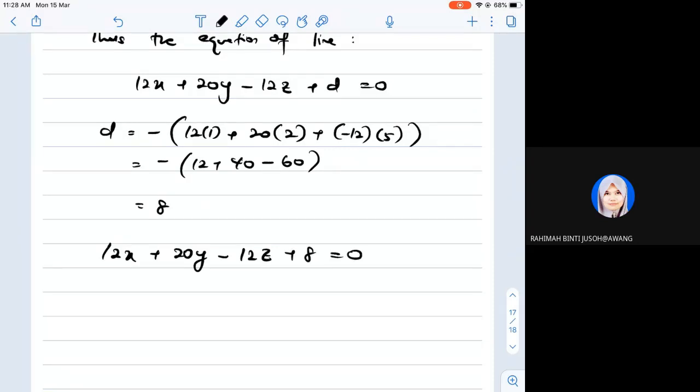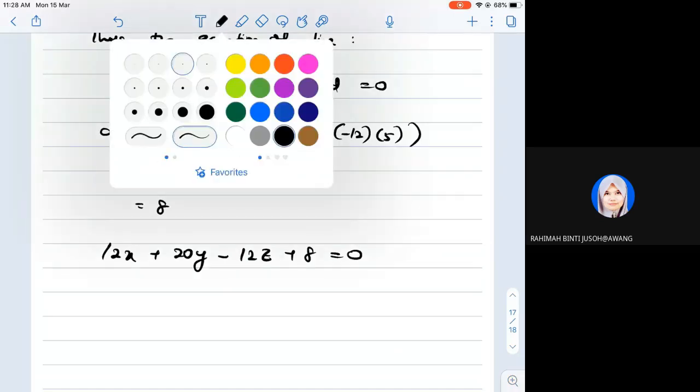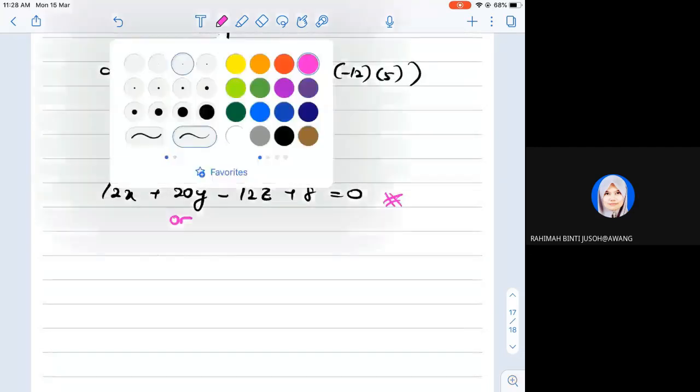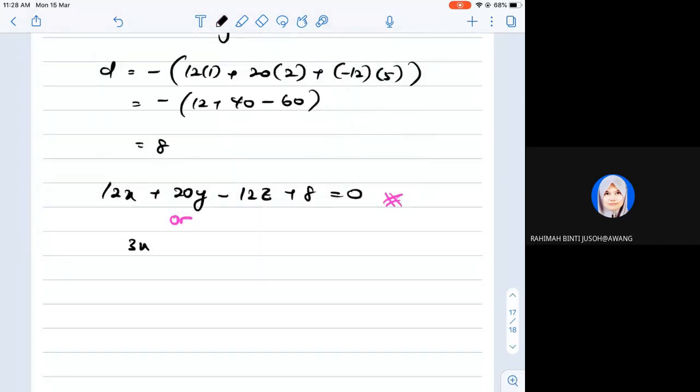So negative 12 sec plus 8 equals to 0. Alright guys. It's up to you. You can simplify your answer. Kalau you nak simplify, CF berapa ni? CF 4 kan? You can leave your answer like this actually. Ataupun kalau you nak simplify, or we will have 3x plus 5y, isn't it? CF 4 ni. Minus 3z plus 2 equals to 0, isn't it?